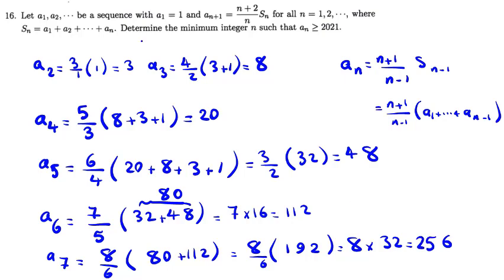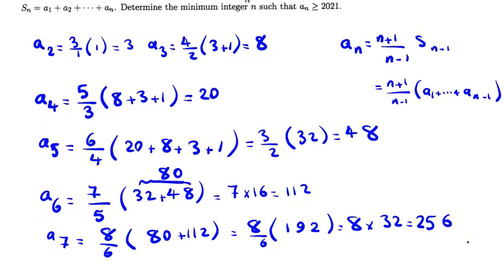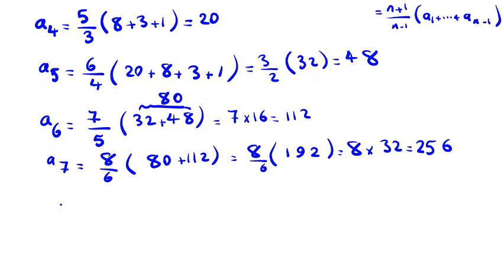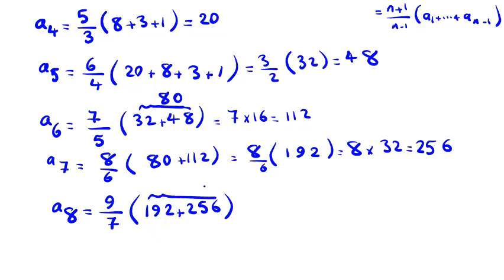Now, I think after around 2 or 3 or 4 steps, we will reach the end we want. a8 is what? 9 over 7, n plus 1 over n minus 1 times 192 plus 256. So if we add these two numbers, it will be 448. So it will be 9 over 7 times 448, which will be 576.